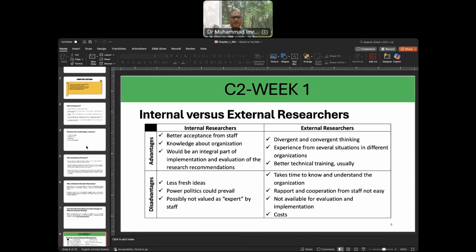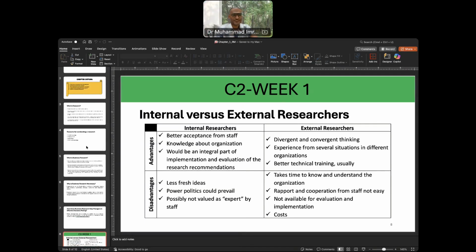Power politics could prevail. Maybe some of the people don't like him, and they play politics and will not allow him to perform. Possibly he is not valued as an expert by the staff. Maybe most people will not accept him: "Oh, he's not an expert. We know him. He's not an intelligent person." So these are the things that can happen with an internal researcher.